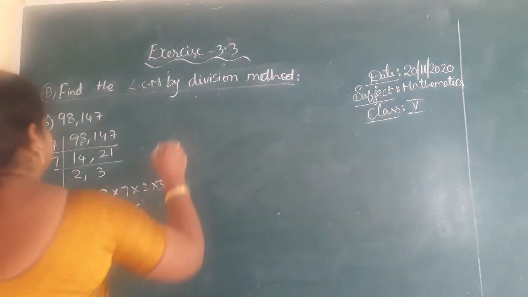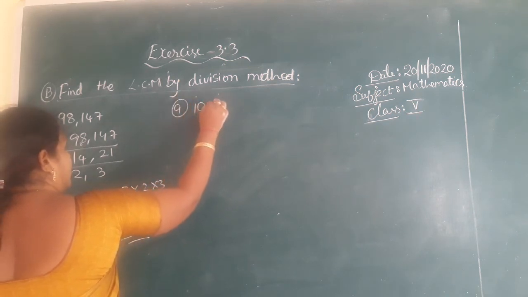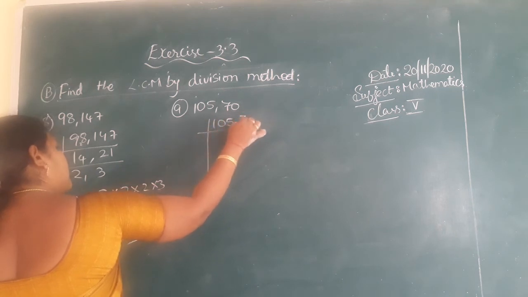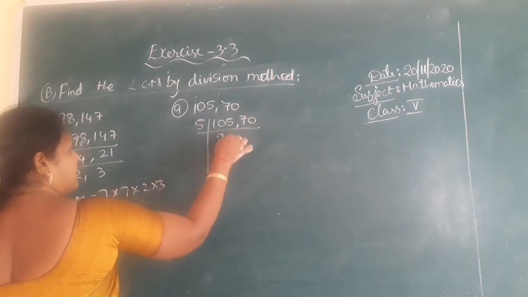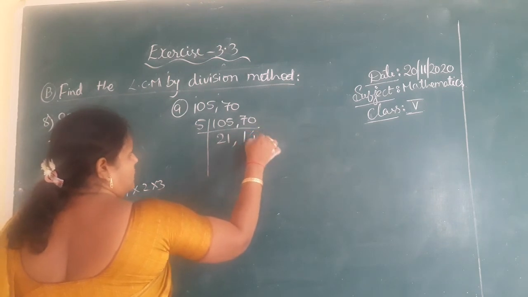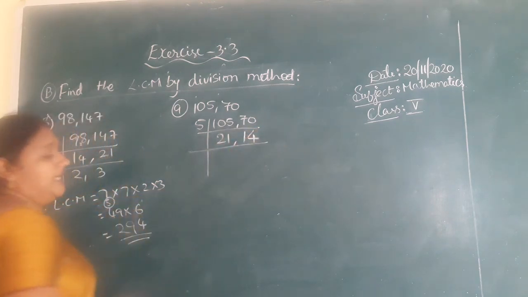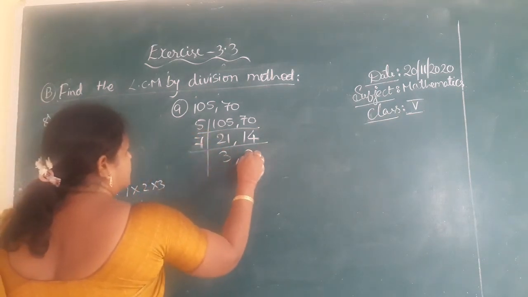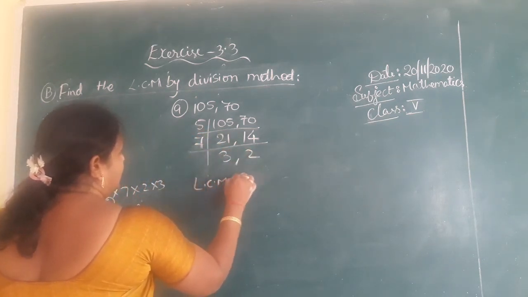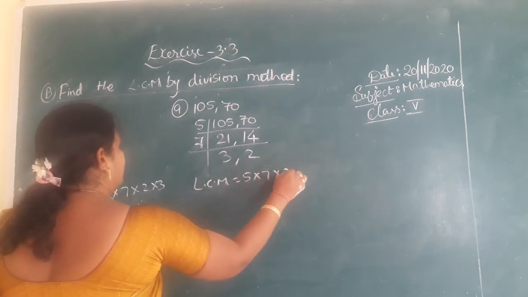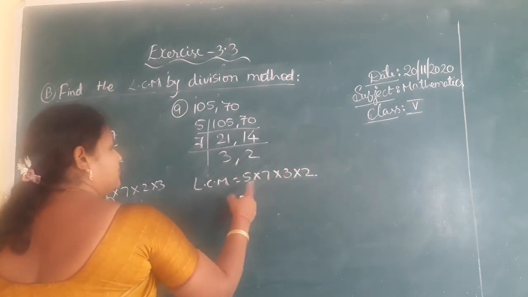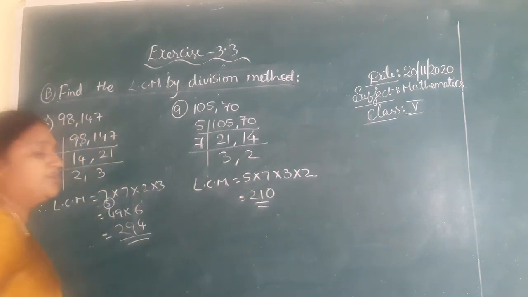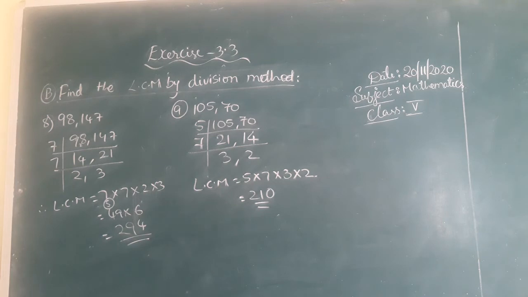105, 70. If you observe, these two numbers are divisible in the 5 table. 5 21s, 105, 5 14s, 70. 21 and 14 are in the 7 table. 7 3s, 7 2s. LCM equals 5 into 7 into 3 into 2. 210 is the LCM. See the next one.